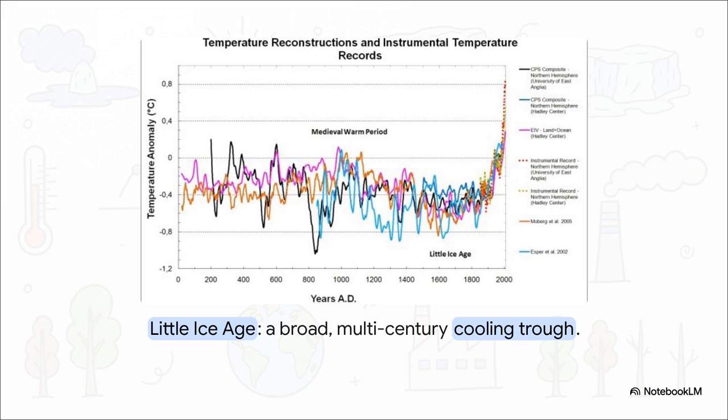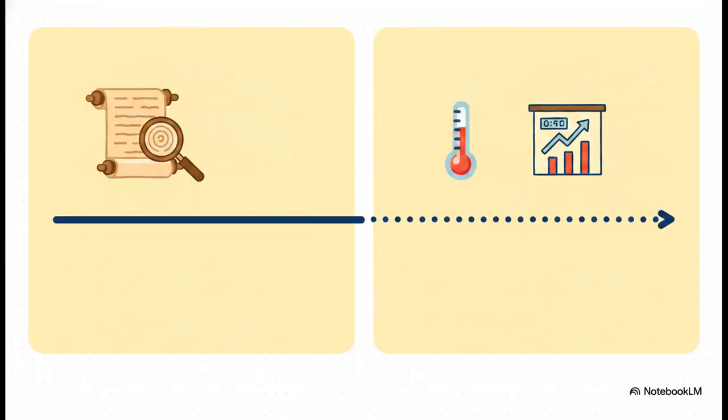We literally see these lines dropping down to -0.6, -0.8, and dipping heavily in unison. This broad, multi-century trough is plainly labeled here as the Little Ice Age. It's a stark contrast to the period that came just before it, showing a really significant extended cooling anomaly across the northern hemisphere.